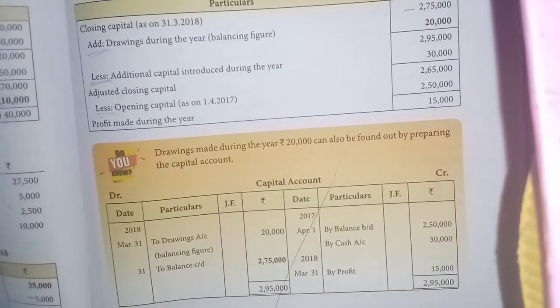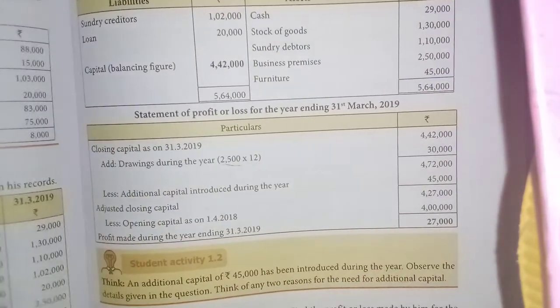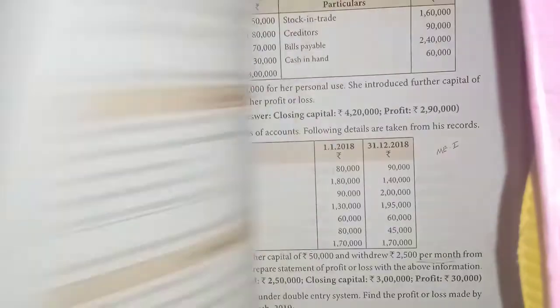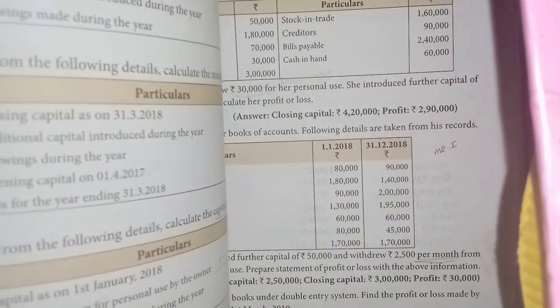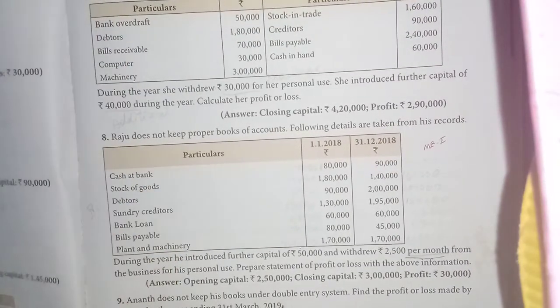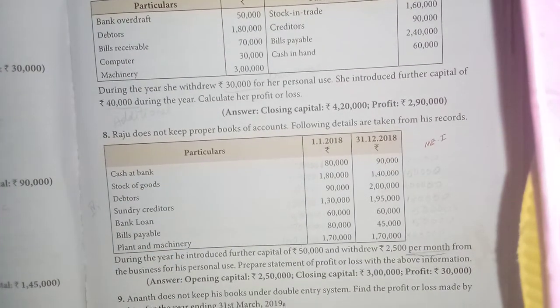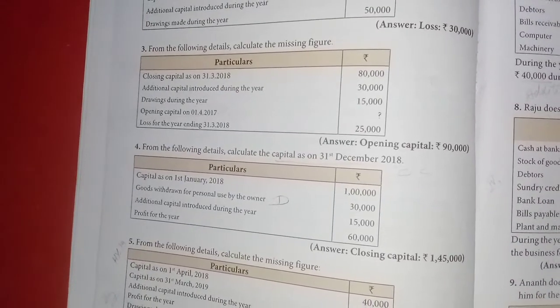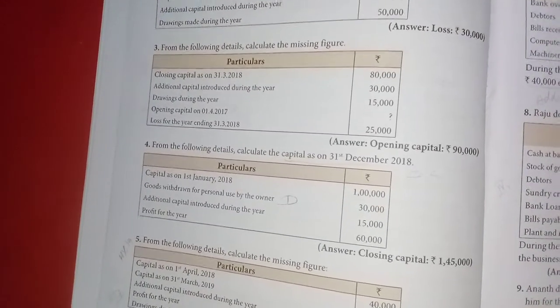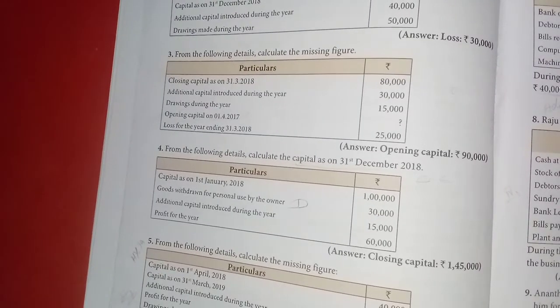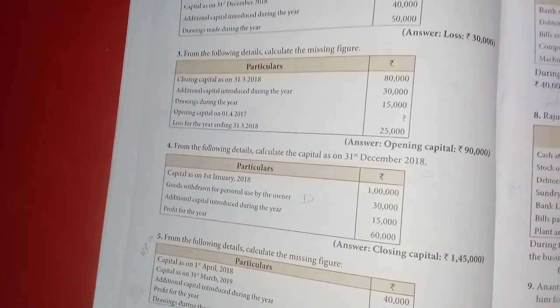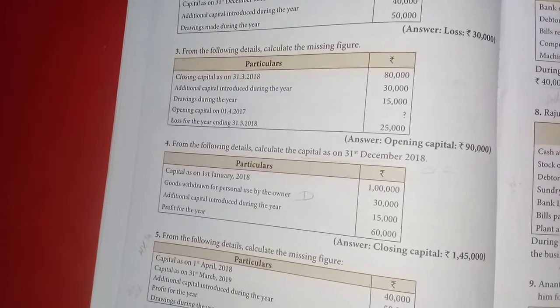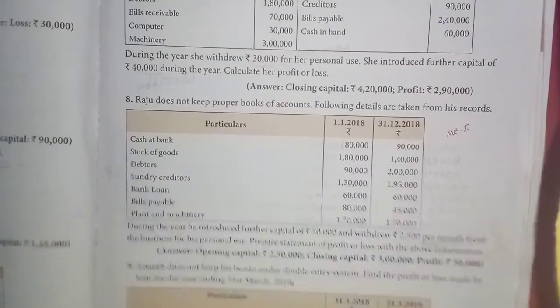So 3 problems we will do today. Okay. I will explain to you and I will do 3 problems. I will show you the problem. Okay, just read it. From the following details, calculate the missing figure. Closing capital, then additional capital given, drawings given, opening capital is the question, and loss also given, as it is given in the third exercise, third illustration. Okay.